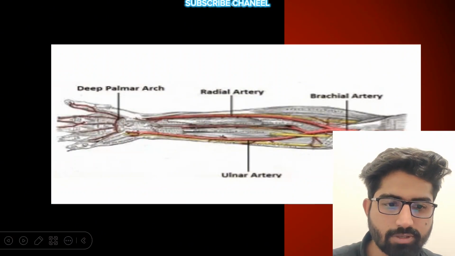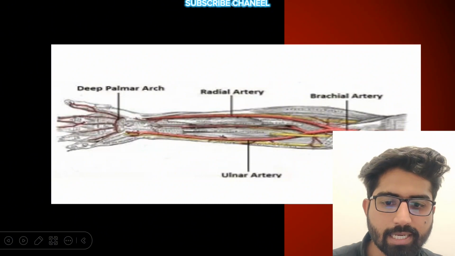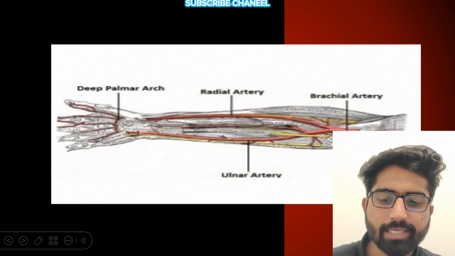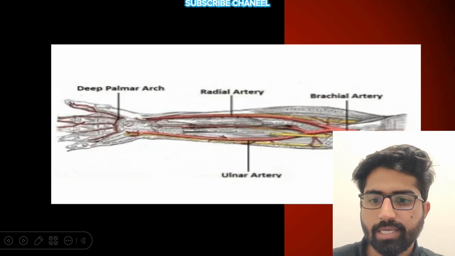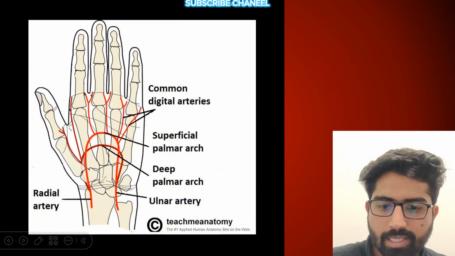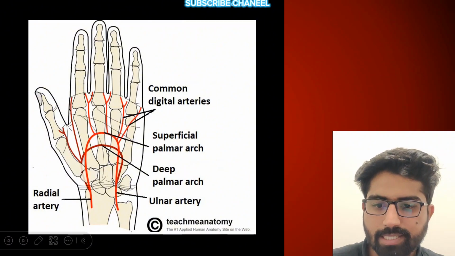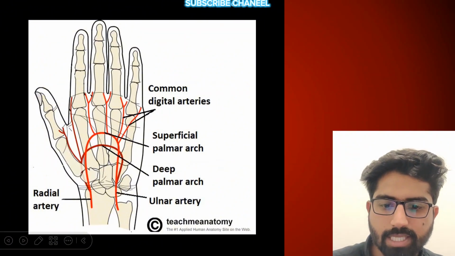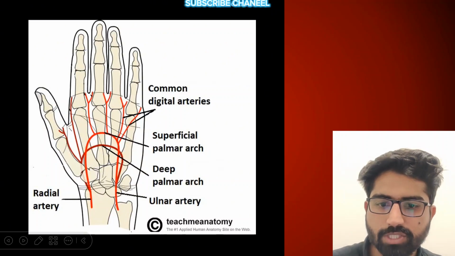So as we are saying, the brachial artery divides in the cubital fossa into the radial artery and ulnar artery. The radial artery extends into the wrist area and into the hand as the deep palmar arch. Here you can see the radial artery continuing as the deep palmar arch, and the ulnar artery forms the superficial palmar arch.